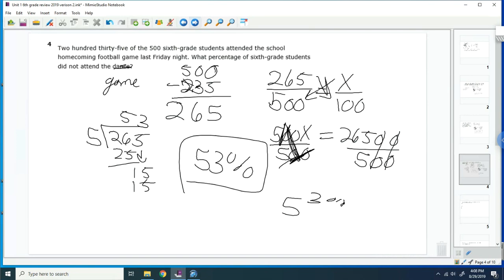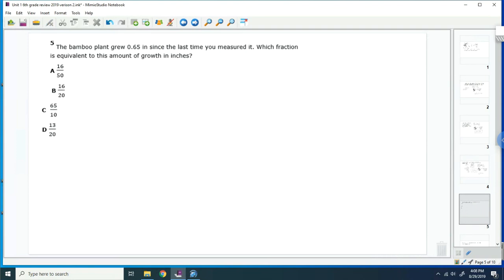Okay, number 5. The bamboo plant grew 0.65 inches since the last time you measured it. What fraction is equivalent to the amount of growth in inches? So 0.65, the correct way you actually say that is 65 hundredths. Okay, so this is the hundredths spot. So that's the 100 spot, so you can just write 65 over 100. Now, if you actually did not know that, you can change 0.65 to a percentage, which you all do know how to do. And that'll just be 65%.